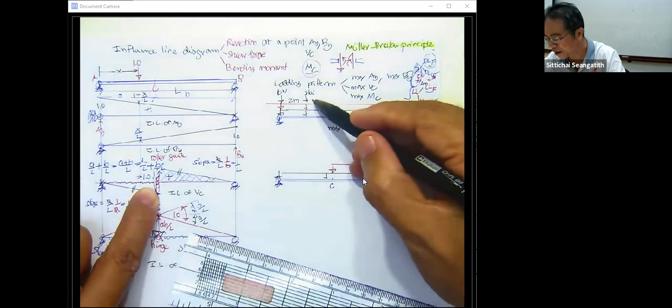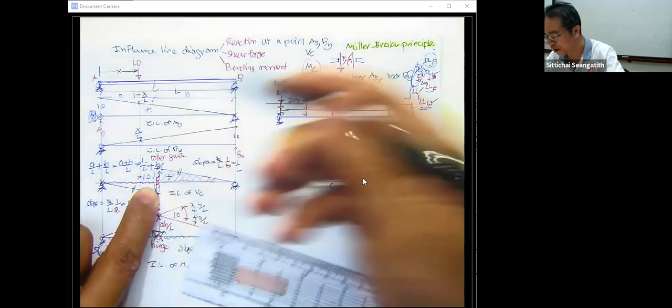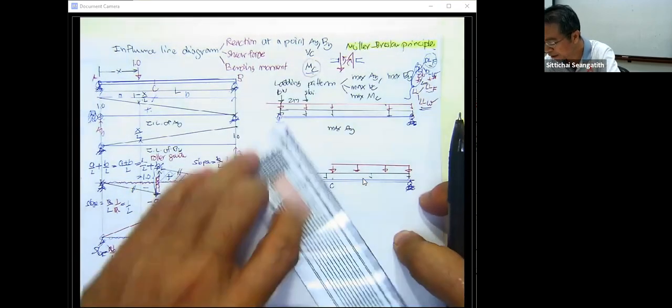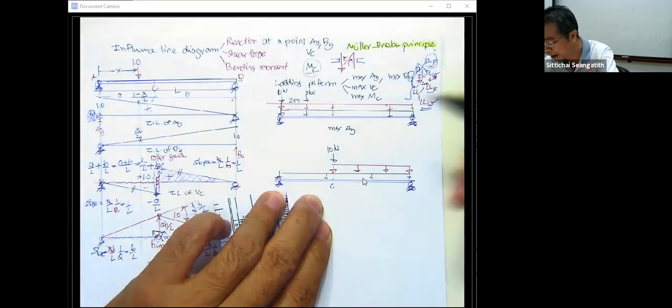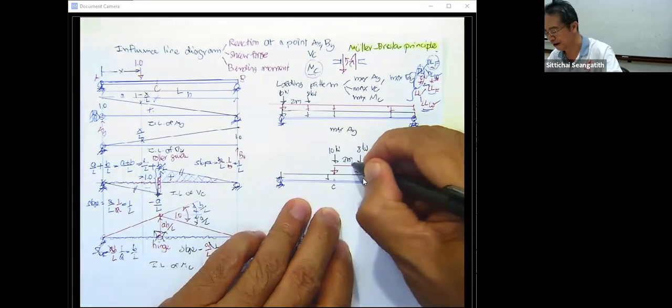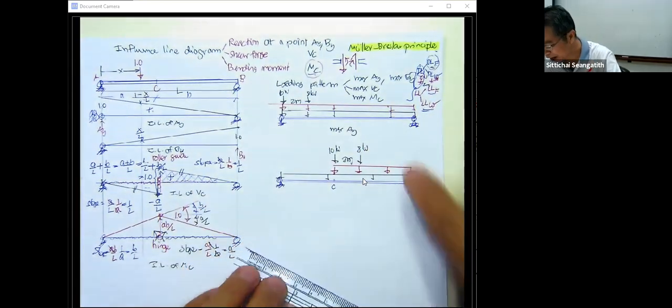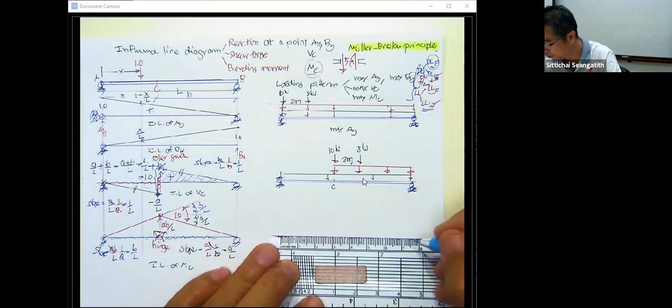And how about this? The maximum is what? The maximum is here. So we just put the 10 kilonewton here, and then we put the 8 kilonewton here. That is 2 meters different. Okay, you can see they are different. It depends on the shape of the influence line.